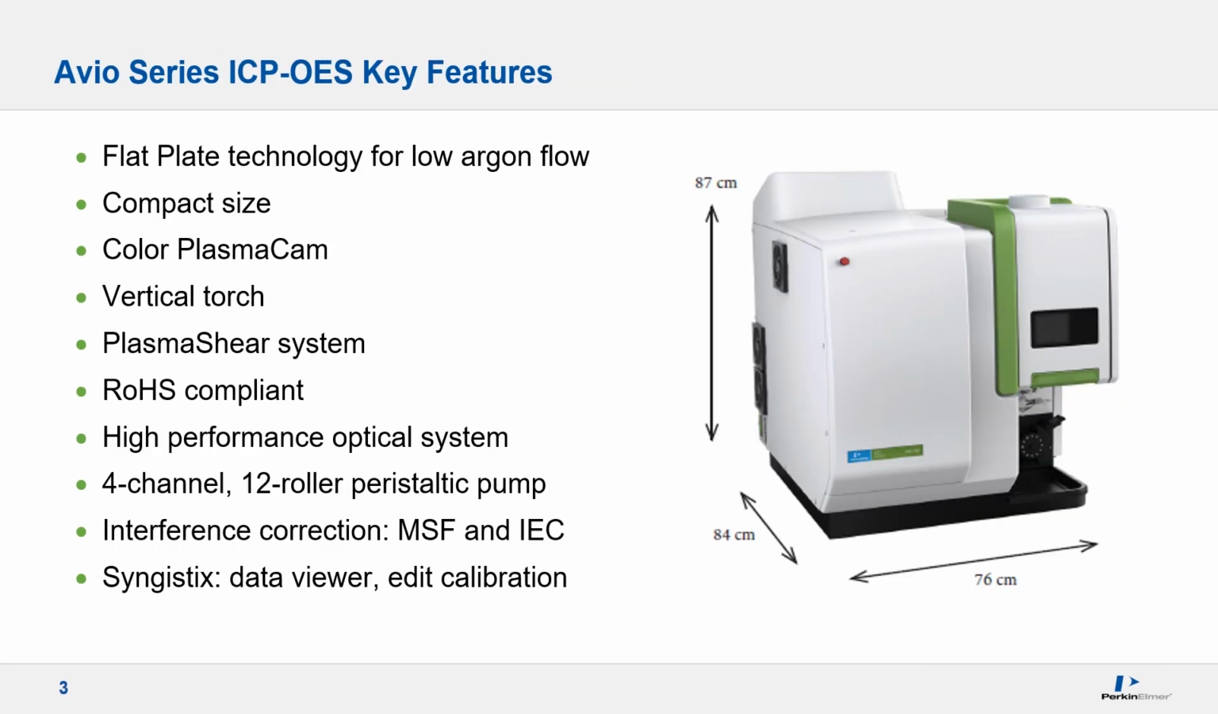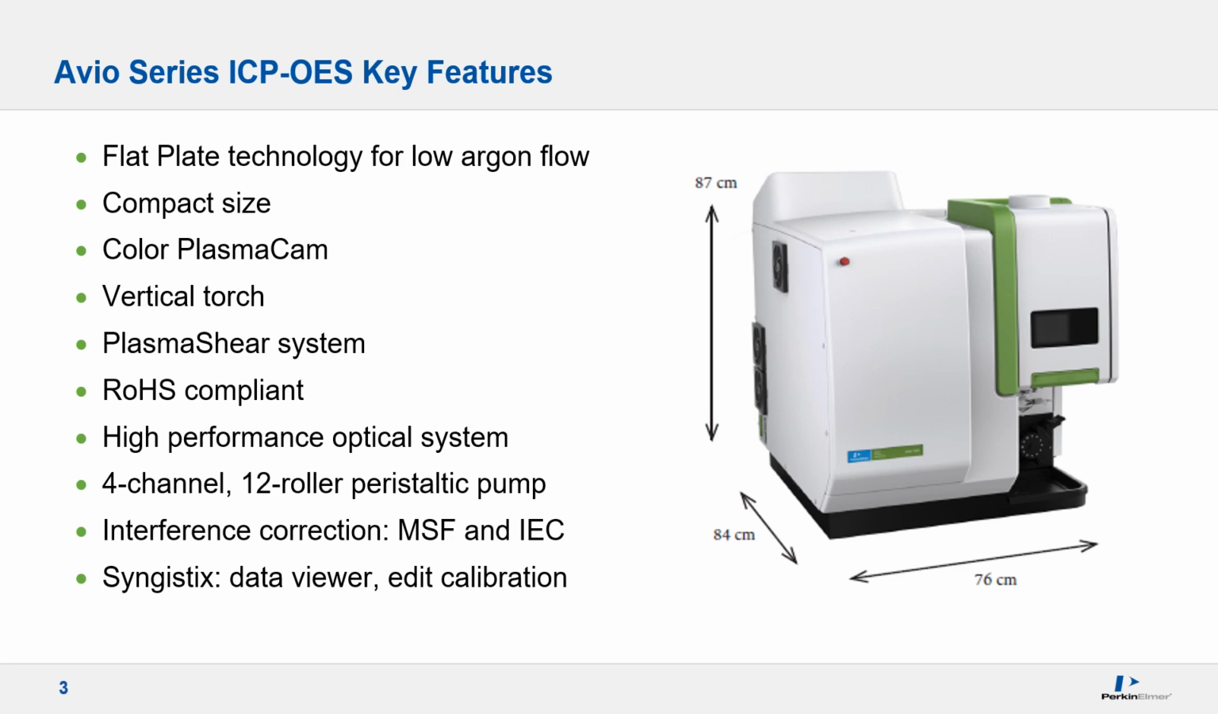A few of the key features of our current Avio series of ICP-OES. Both the Avio 200 and the Avio 500 offer superior performance while consuming approximately half the amount of argon as other ICP-OES systems, just 9 liters per minute for most applications. Since no copper helical coils are used, maintenance costs, consumable costs, and instrument downtime are greatly reduced.